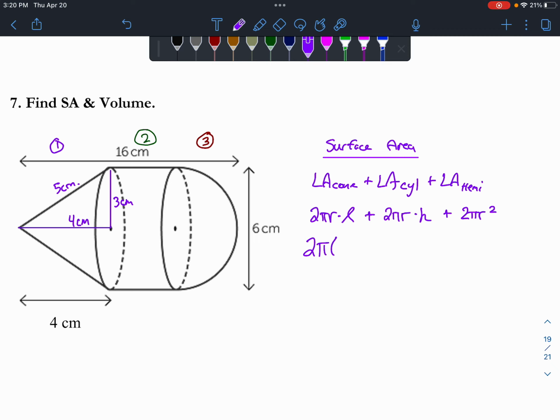2 pi radius slant height, 2 pi radius height of the cylinder, which is 16. Nope, it's not. We've got a distance here of 3, so we're going to have to calculate this. That means this measurement right here probably has to be 9 centimeters to get that full distance of 16 all the way across. So we've got a measurement of just 9 for that height.